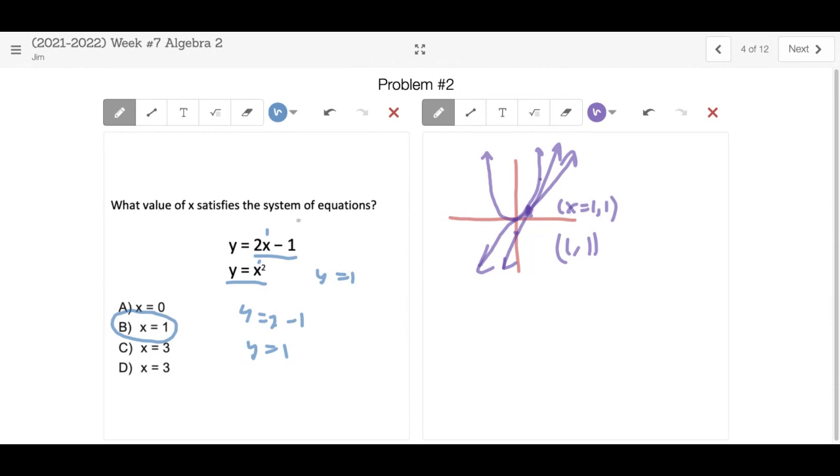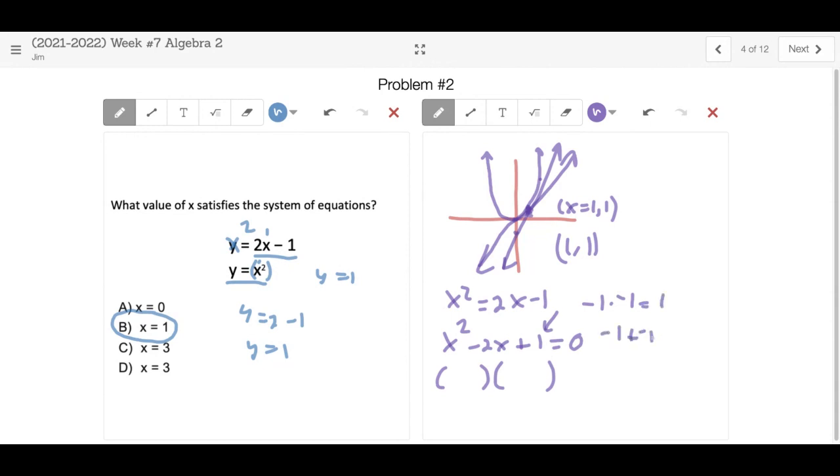Now, let's do it in another method. Let's do substitution, because this looks like it works for substitution really nicely, because I know y is equal to x squared. So I'm going to put x squared right here. So I end up with x squared is equal to 2x minus 1. I'm going to get it set equal to 0, so I'm just going to subtract the 2x and then add 1 to both sides. Now I have it set equal to 0. I'm going to factor. What 2 numbers multiply to give me positive 1, but add up to -2? -1 times -1 is equal to positive 1. -1 plus -1 is equal to -2. So x minus 1, x minus 1. So x equals 1. Boom.